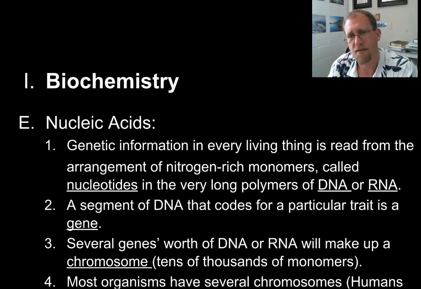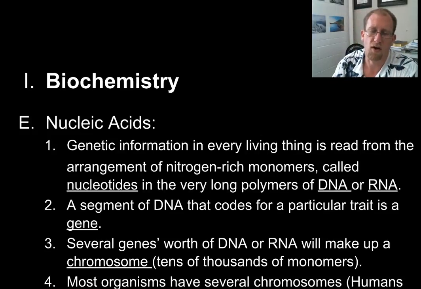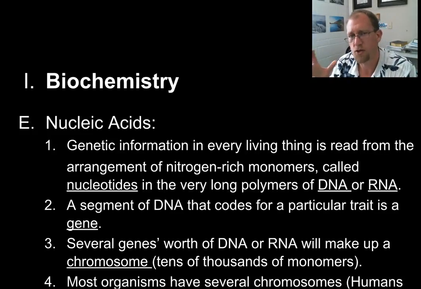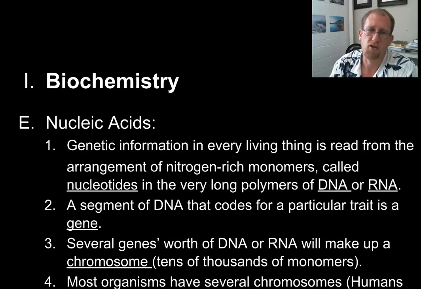A segment of DNA that codes for a particular trait, that says this is how you do this, we call that a gene. Genes can be thousands, millions of base pairs long. And then several genes worth of DNA or RNA will be lumped together into a unit called a chromosome. A chromosome is phenomenally complex, and you have 23 pairs of these chromosomes in every single cell of your body. To say that there's a lot of DNA in you is like saying water is wet. It doesn't even get to the truth of the matter.